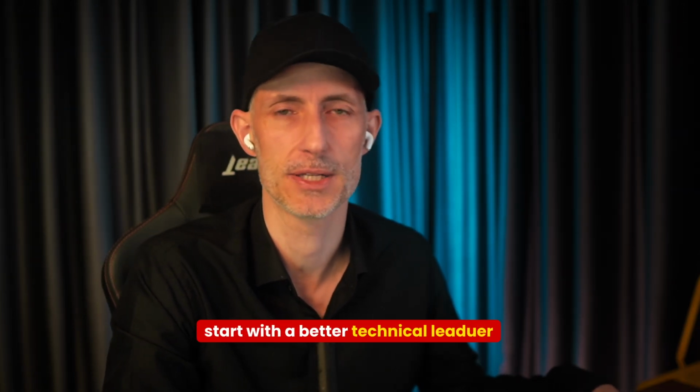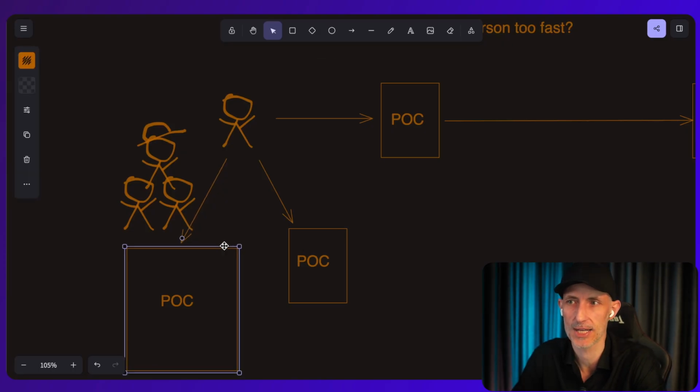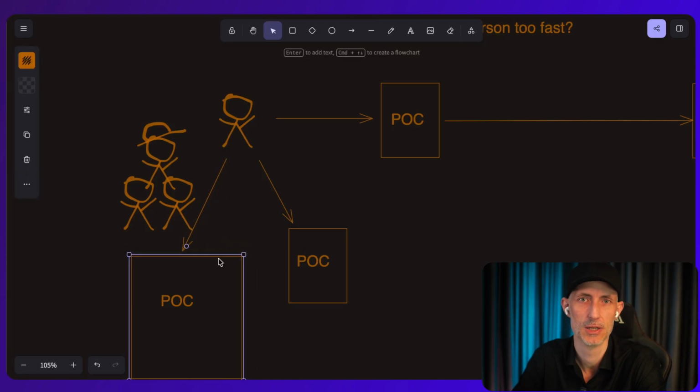Maybe start with someone who's a better technical leader who understands your business. Or if it's not the right business, we just scrap the business. So there's a chance that this proof of concept never makes it to production. It never makes it to an MVP. So start over. That's also fine.